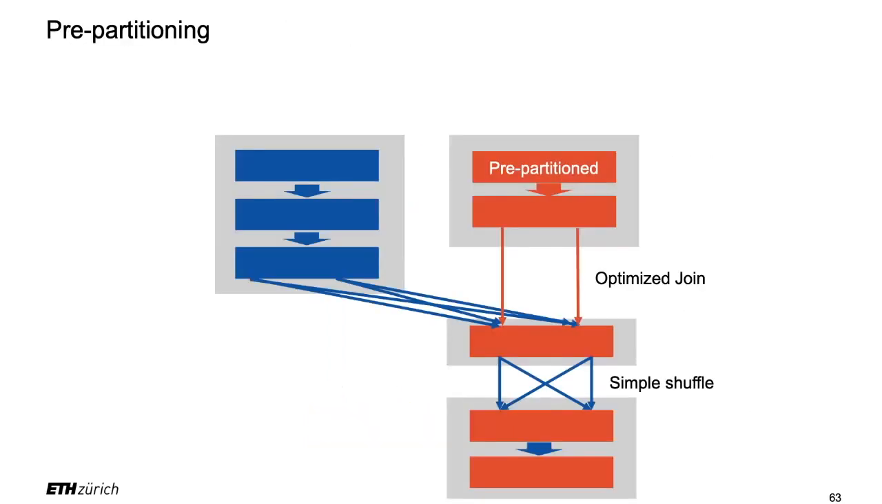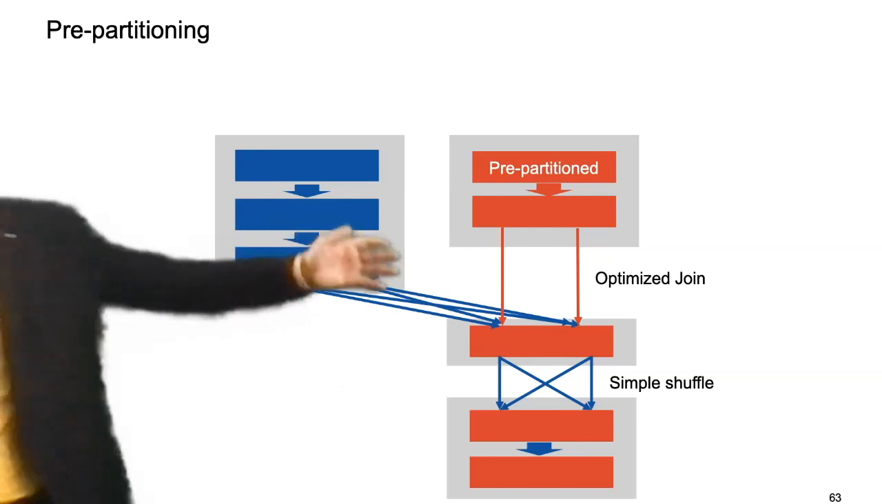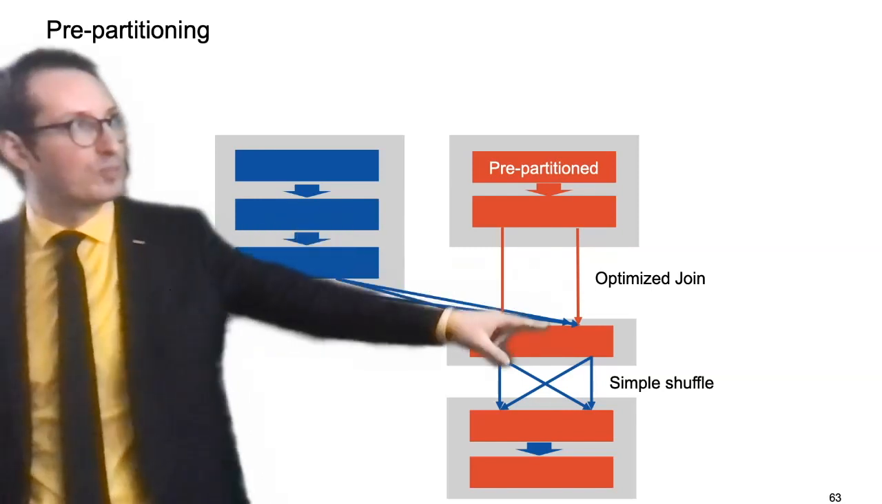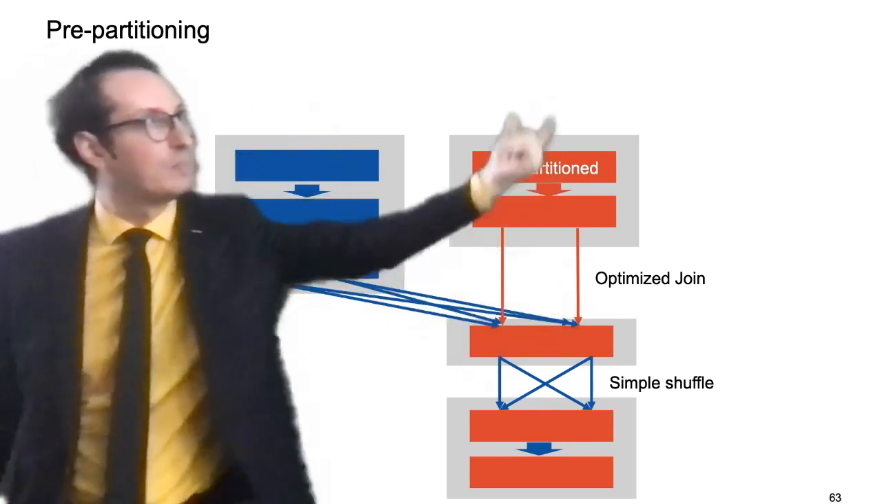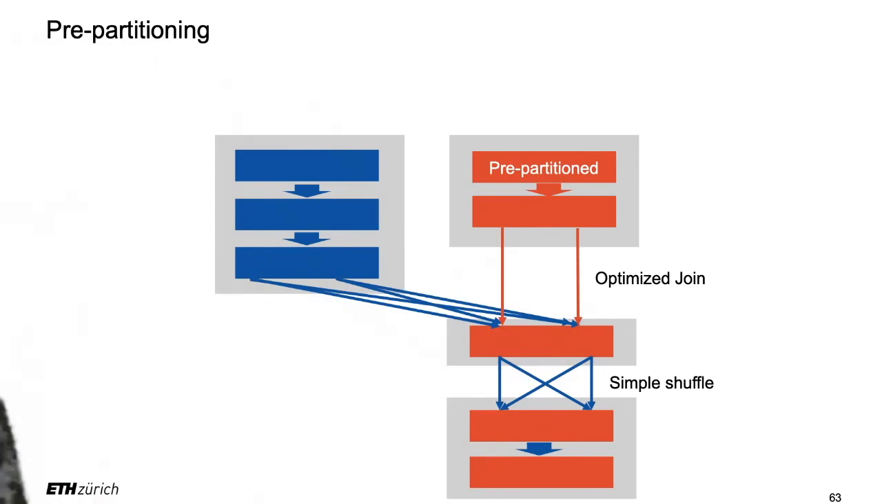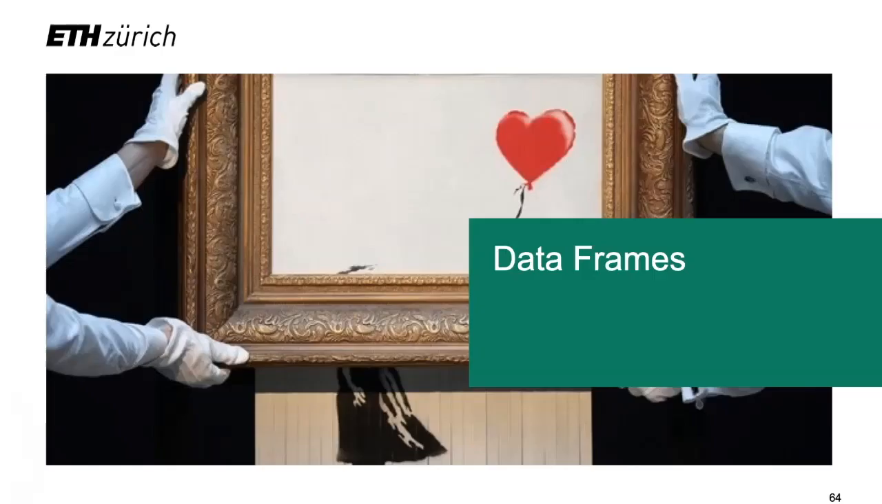For example, you could pre-partition the data. You could even do that already in a very early phase when you read it from disk. And then you don't need to shuffle here. It's an optimized join. You just need to shuffle around here, send the data over there. But this here doesn't require a shuffle. So it saves network bandwidth, saves you time. Okay. So far, so good. Let's go to the data frames.